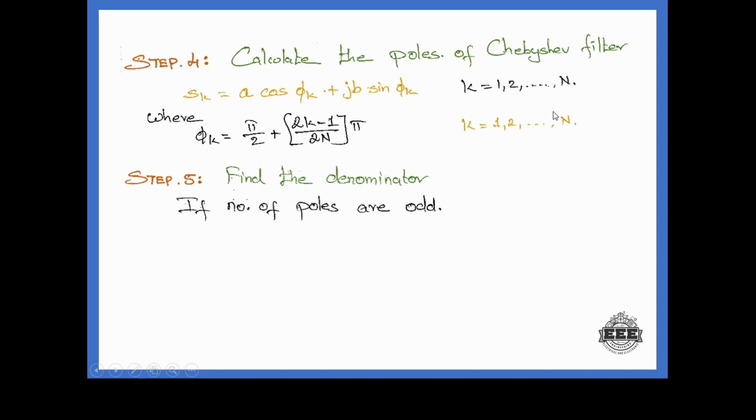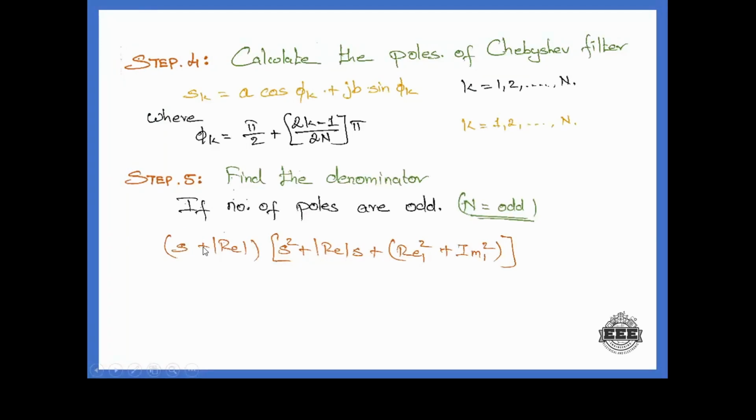Suppose the order of the filter is odd, for example n is 1, 3, 5, 7. For that kind of Chebyshev filter, to determine the denominator, the formula is s plus real part value, into s square plus real part value plus real part of 1 square plus imaginary part of 1 square. So this is that formula.